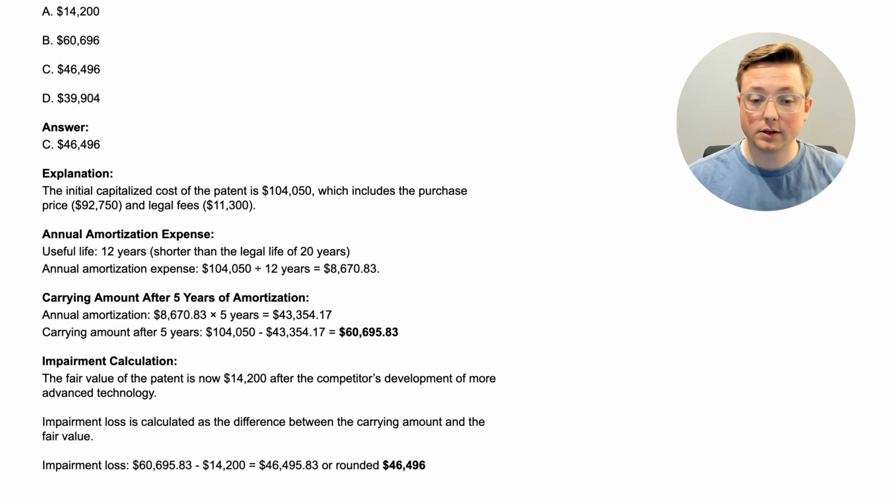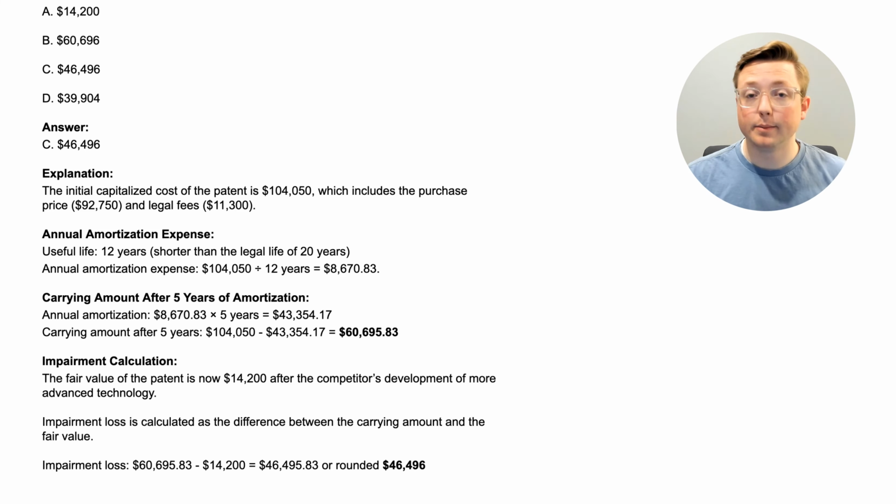So $104,050 divided by 12 gives you $8,670.83 that's going to be amortized each year for the 12 years. You multiply that by the 5 years that have passed, and that gives you $43,354.17 of amortization that is taking place. So the carrying amount of the intangible asset at this point, before we take into account the impairment, is $60,695.83.